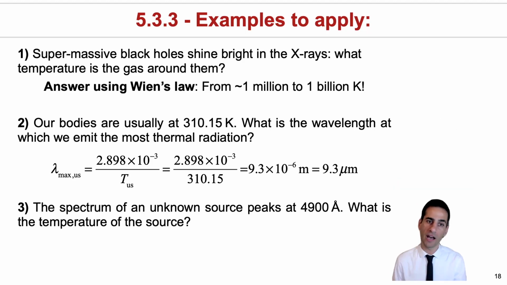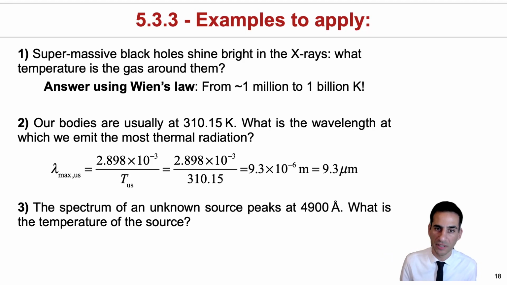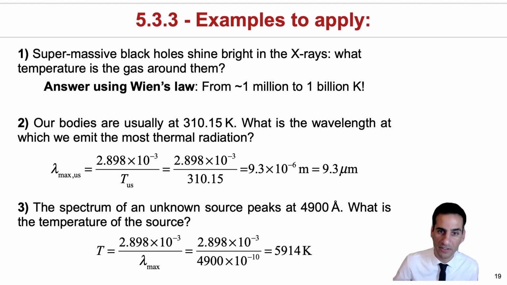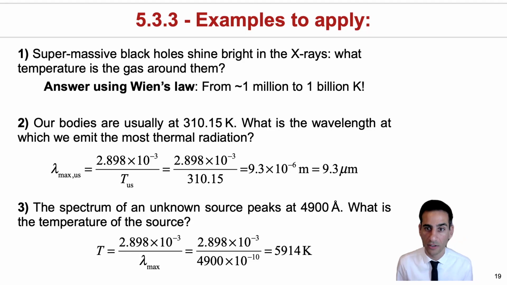Finally, another example you have is about some unknown source that peaks at 4,900 Angstroms. And if you assume that this is a black body, you'll be able to estimate its temperature to be very close to 6,000 Kelvin. And as we'll see, this is something we will be using routinely to find temperatures of stars. If we see that a specific star spectrum peaks at, say, 4,900 Angstrom, it is very likely that its surface temperature is very close to 5,914 Kelvin.